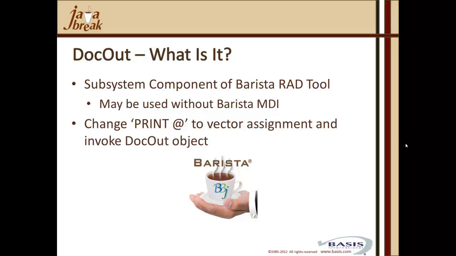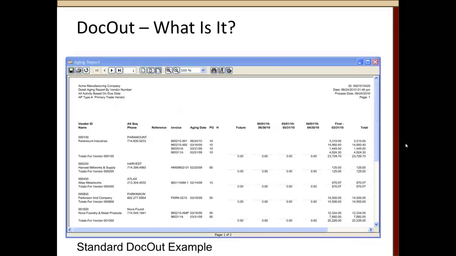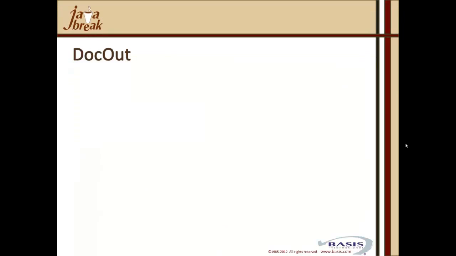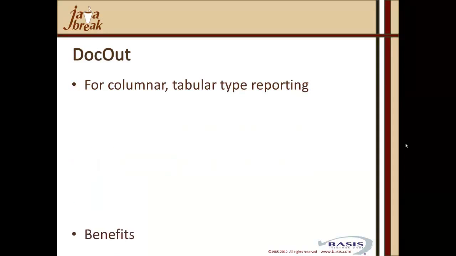So you're essentially taking advantage of the document output subsystem that ships with Barista without the overhead of the Barista interface. This is what the output looks like when we invoke DarkArt. So as you can see, we have the columnar type reporting, but we have the ability to select our output types, even fax or email, from within this preview window, and we can even adjust the column widths and hide columns if we so wish. So it's perfectly suited for columnar and tabular type reporting.